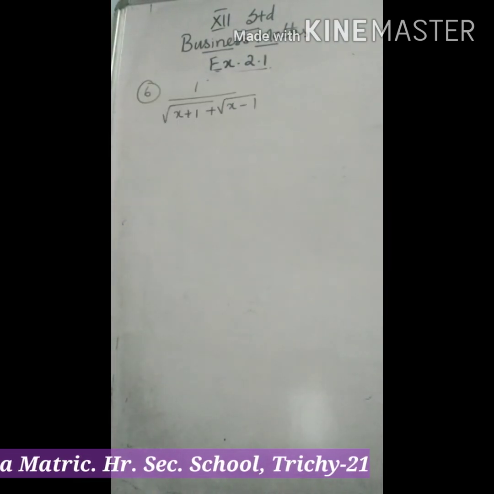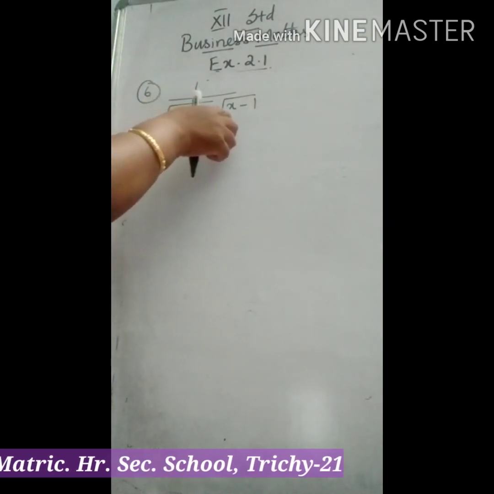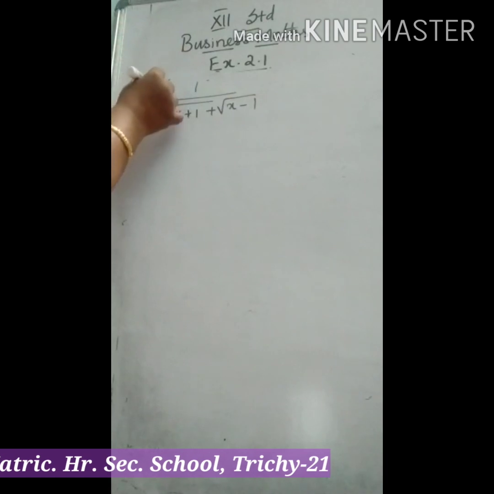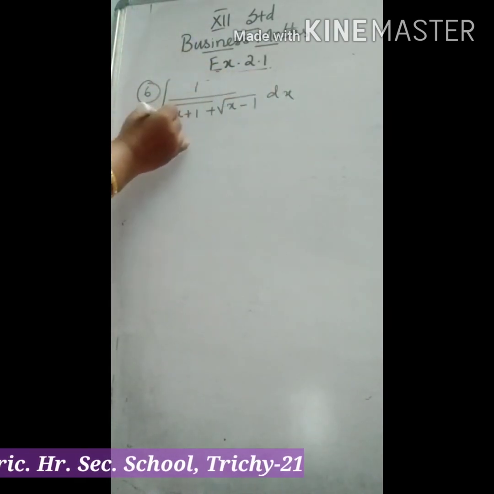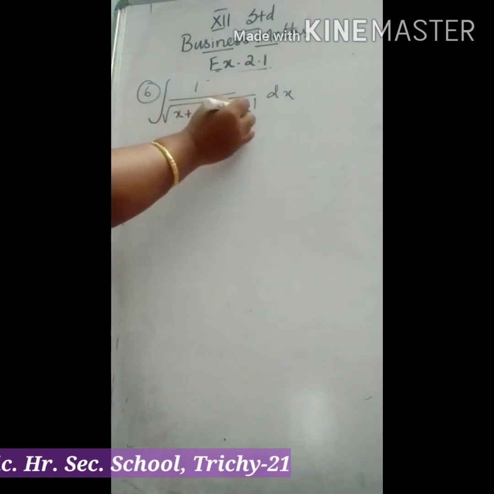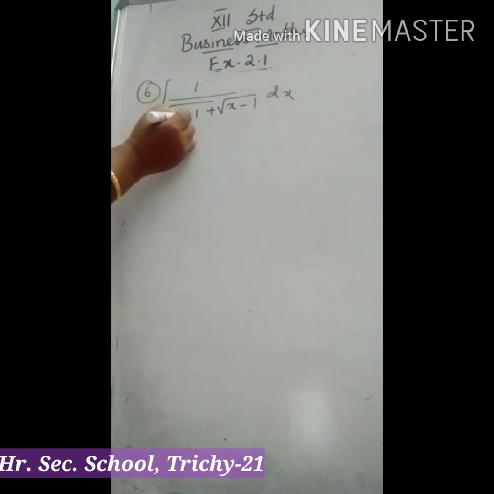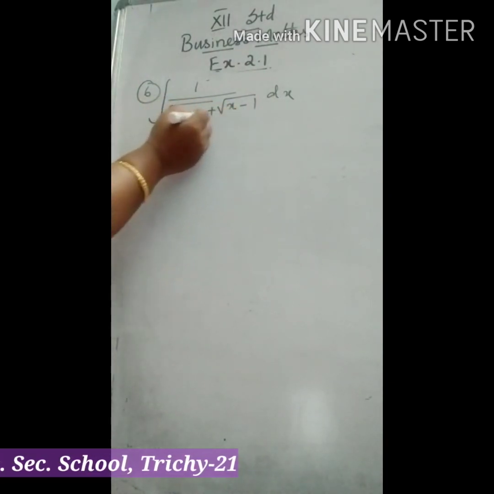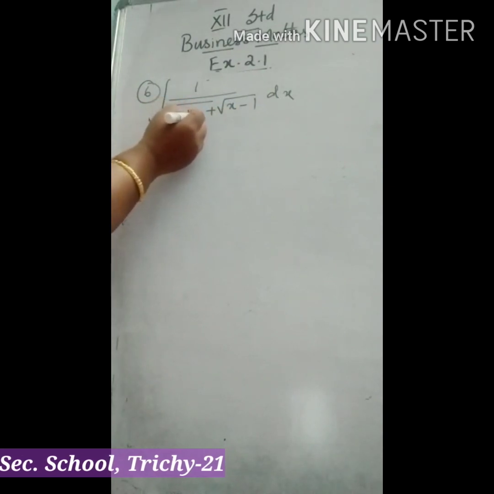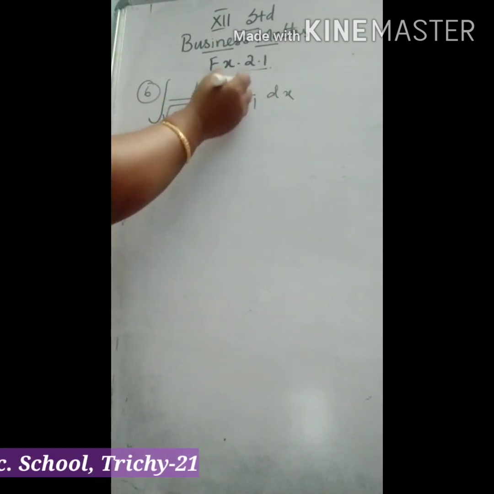The next question is the sixth question: 1 by root of (x plus 1) plus root of (x minus 1). So you have to integrate this: integration of 1 by root of x plus 1 plus root of x minus 1 into dx. What we have to do first is take the conjugate. Take the denominator; the conjugate of the denominator is root of x plus 1 minus root of x minus 1. So you have to multiply and divide.